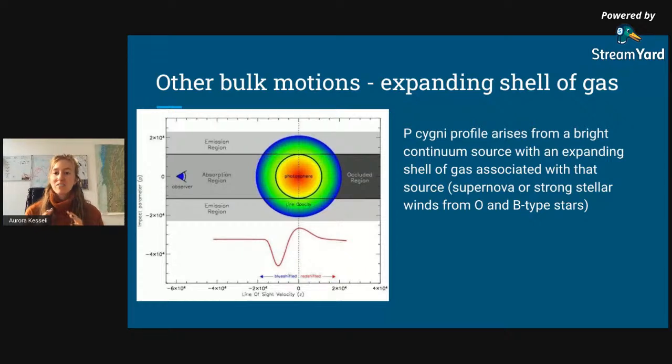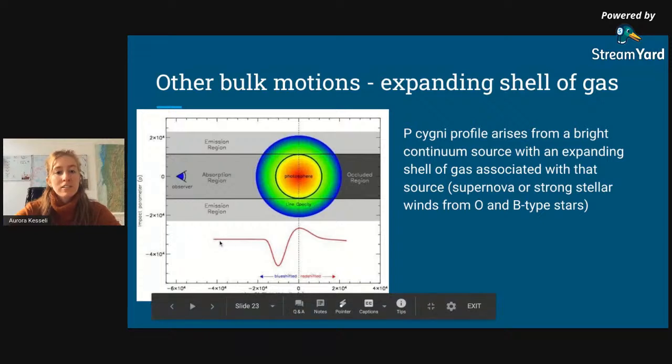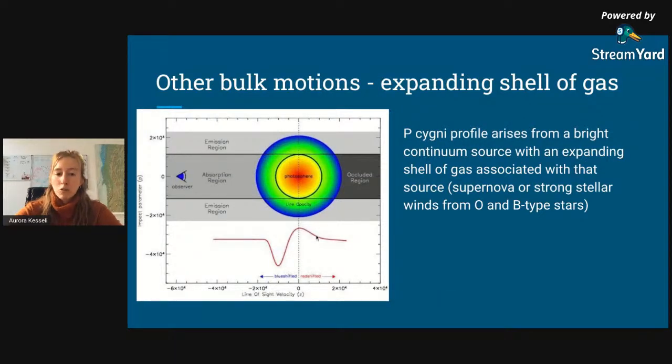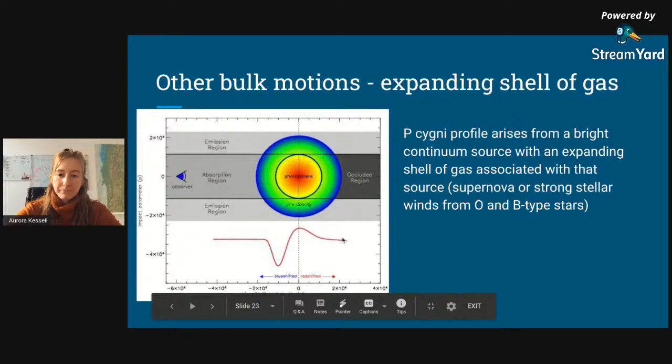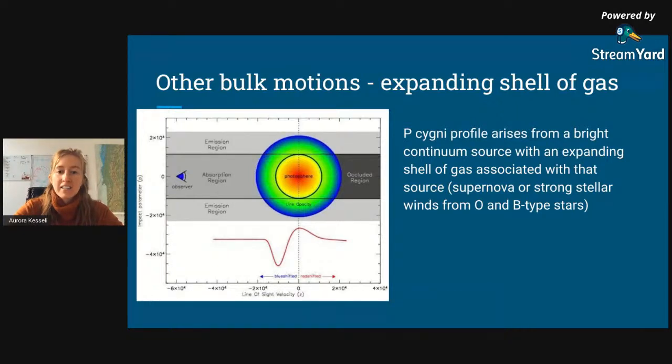And you can get this from an expanding shell of gas. So what the line profile looks like is you kind of have this straight line, and then you have this dip in the blue shifted part of the line, and then an increase in the red shifted part of the line. And the reason that you get this is, say we have our dense gas in the center, which is optically thick. And then we have an expanding shell outwards, which is optically thin.